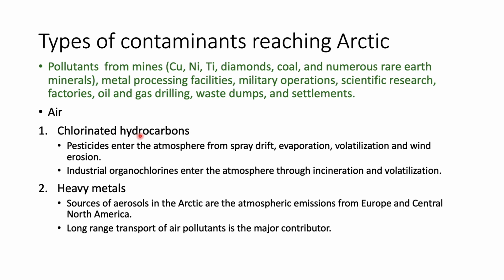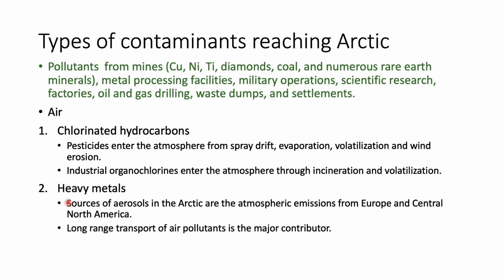Through air, chlorinated hydrocarbons, mainly pesticides, enter the atmosphere from spray drift, evaporation, volatilization and wind erosion. Mainly the industrial organochlorines enter the atmosphere through incineration and volatilization. So there are different types of chlorinated hydrocarbons or pollutants entering the air. The other one is the heavy metals. The sources of aerosol in the Arctic are the atmospheric emissions from Europe and Central North America. Long-range transport of air pollutants is the major contributor.